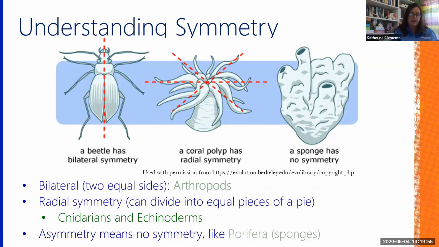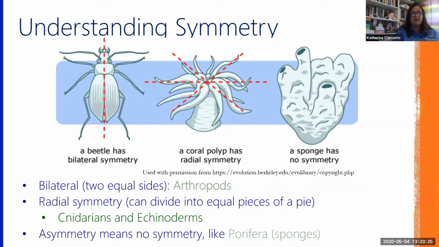And then on the right hand of your slide, there's our sponge. And our sponge has no symmetry at all because it's just so simple. There are no two pieces of the sponge that look the same, so it doesn't have bilateral symmetry, and you can't even draw a circle around it and cut it into pieces of a pie and have those pieces look the same. So our sponge has no symmetry, or asymmetry.